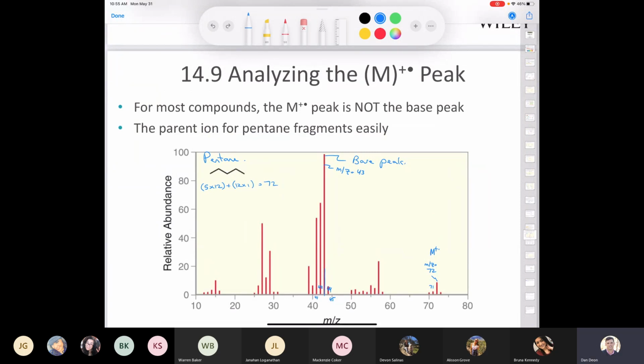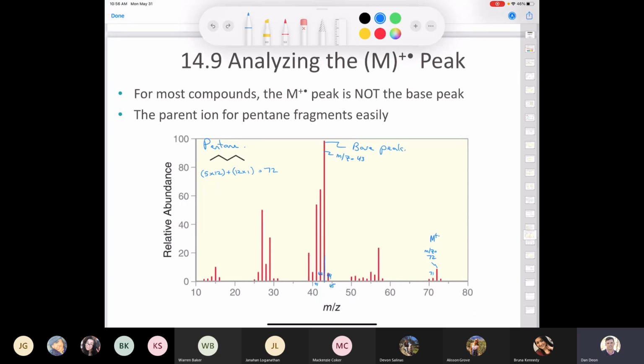So, what is a spectroscopist supposed to do? What's an organic chemistry student supposed to do? You're supposed to learn how to look for the low-hanging fruit, the most useful pieces of the spectrum, and that's the whole point of the introduction to mass spectrometry.